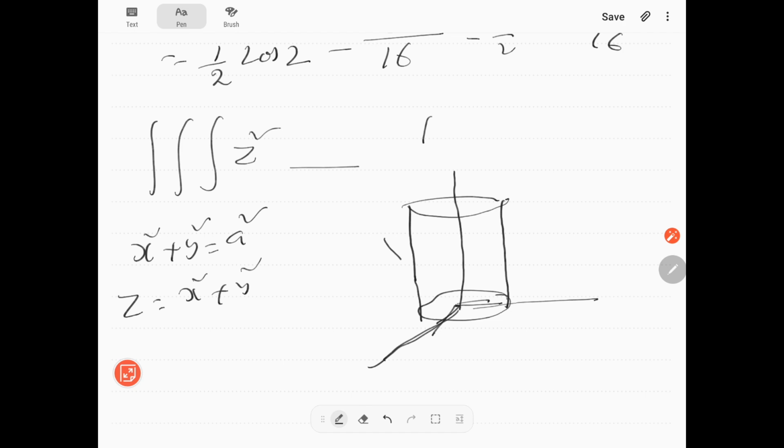It passes through the origin. And this is z is equal to x square plus y square, which represents a paraboloid. Right. So what is the bound? The region is bounded by these two surfaces. So this is the region which is bounded by these two surfaces, the cylinder and also this paraboloid. Whatever I am shading, this is the region. So in this region R, we need to evaluate.